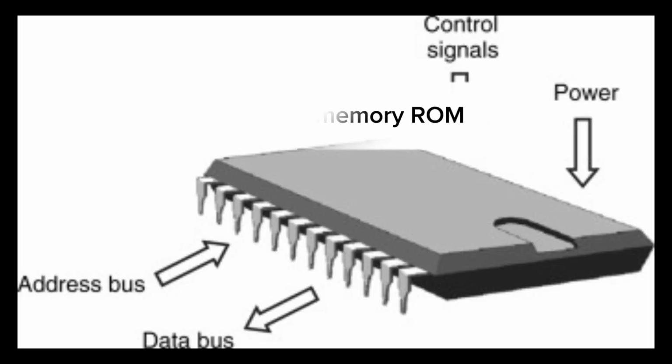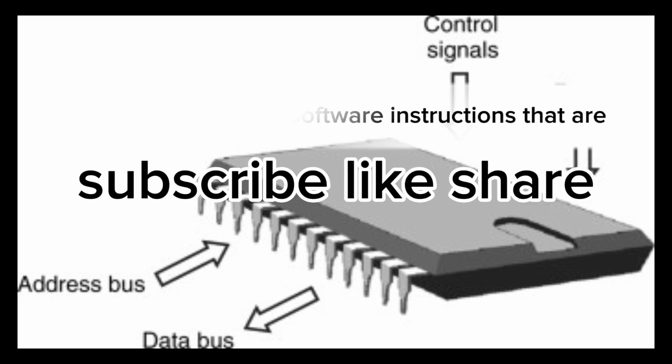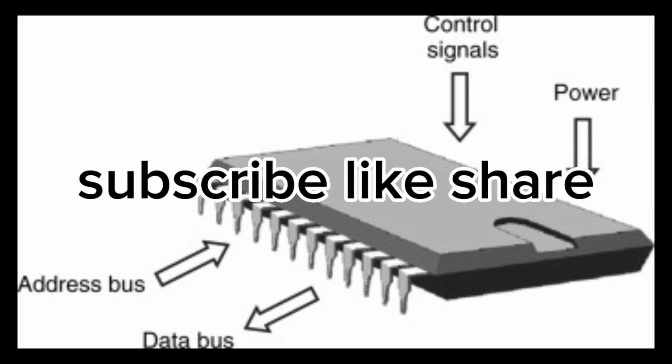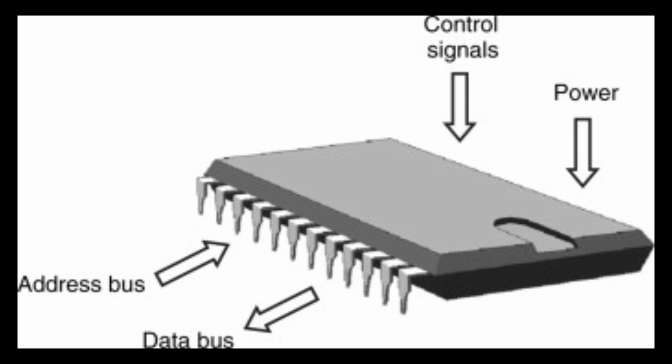Read-only memory (ROM). ROM is a type of non-volatile memory that contains permanent instructions or data that cannot be altered or erased. It stores firmware or software instructions that are essential for booting up the computer and initializing hardware components. Examples include the BIOS, basic input-output system, in a computer, or firmware in devices like game consoles.